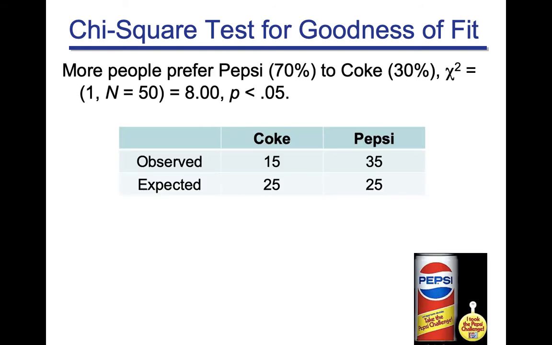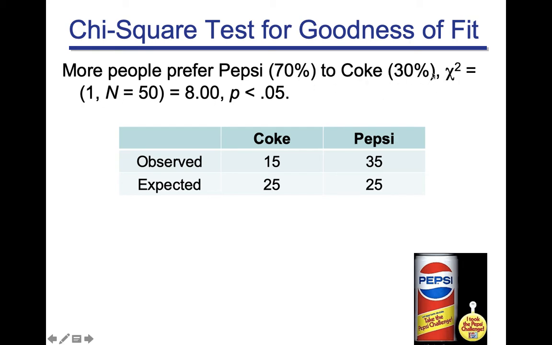And this is what this would look like if you would read these results, say in a research report. People might write up that more people prefer Pepsi to Coke. And it's very common to give the percentages. Okay, so rather than saying 35 people versus 15 people, or even 35 out of 50, it's just simply more descriptive to give the percentage of people that prefer Pepsi to Coke. So 35 out of 50 is 70%, and 15 out of 50 is 30%. So you can say people prefer Pepsi to Coke, 70% to 30%.